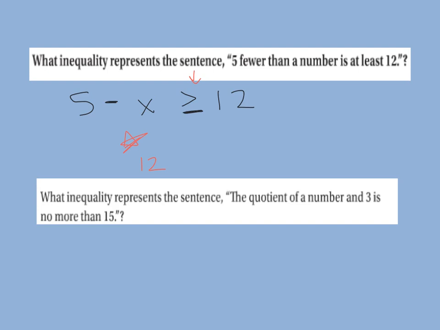So I'm dealing with the quotient of a number and 3, quotient means dividing, is no more than 15. So I'm going to write down 15. It says this number over here on the left-hand side cannot be greater than 15. That means it has to be less than 15, and it can be equal to, because it says no more than. So it can still be 15.